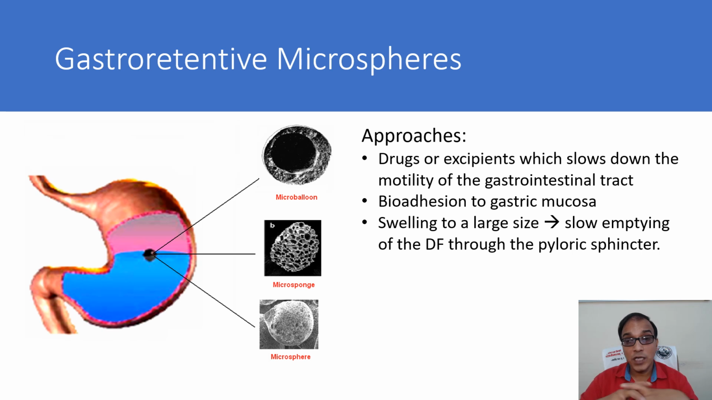Another approach may be swelling to a larger size. Sometimes you develop a delivery system in which the polymer becomes swollen when it gets gastric fluid and other biological fluid. This swelling delays the emptying. So there is slow emptying of the dosage form or delivery system through the pyloric sphincter, thereby increasing the mean residence time in the gastric region. So this solves our purpose of gastroretention; by any of these approaches we can do it.